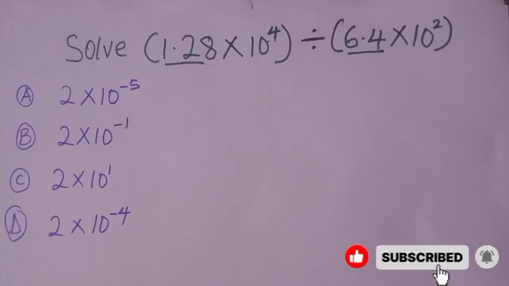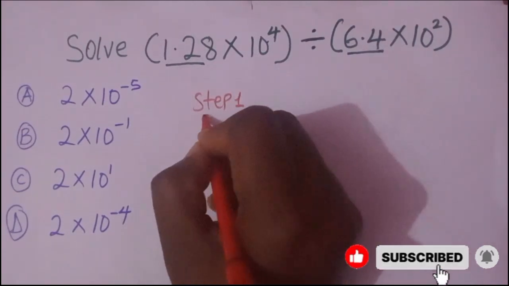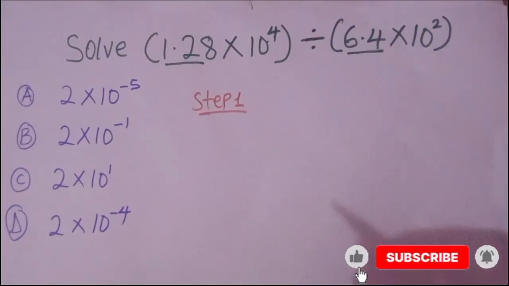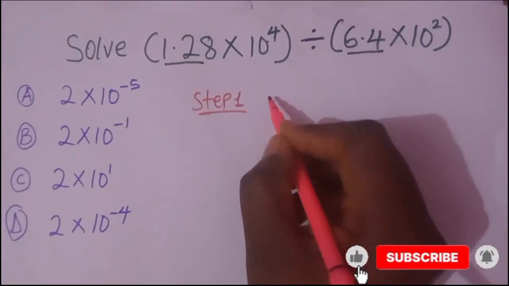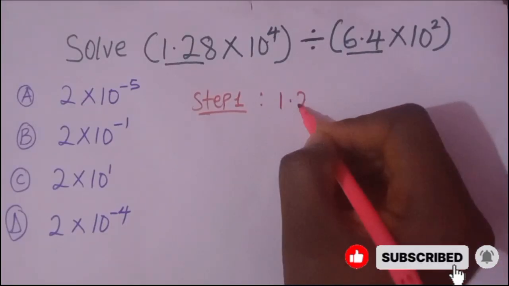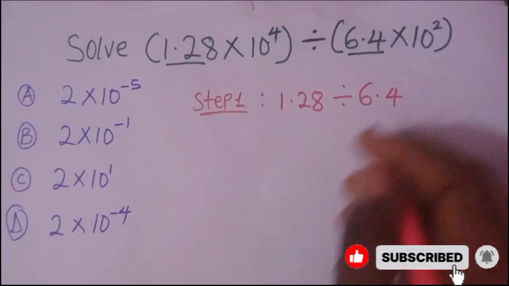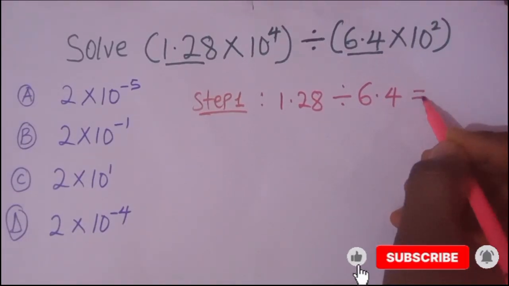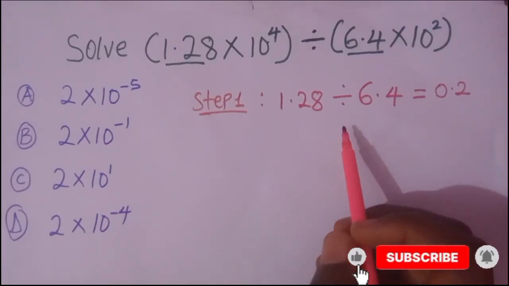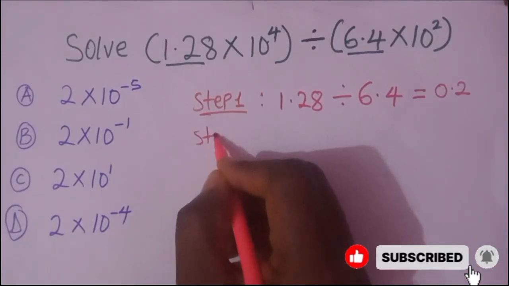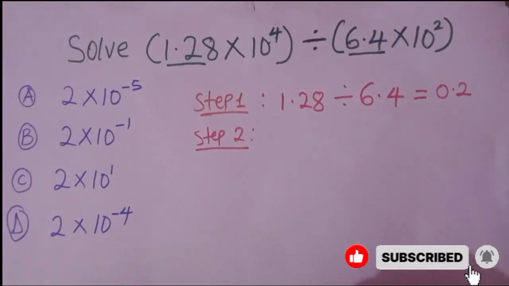So let's solve it together guys. Step 1. Divide the numbers in the front. I've mentioned that earlier. So we divide 1.28 divided by 6.4. If you divide this, it will give you 0.2. When we are done dividing the numbers, the second step is for us to subtract the powers.